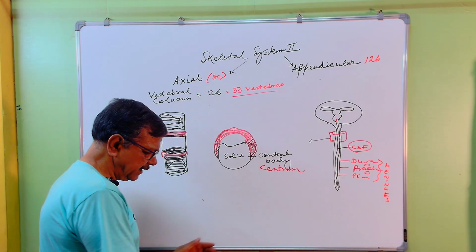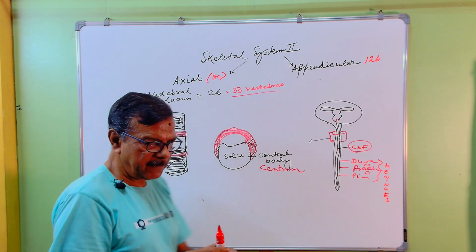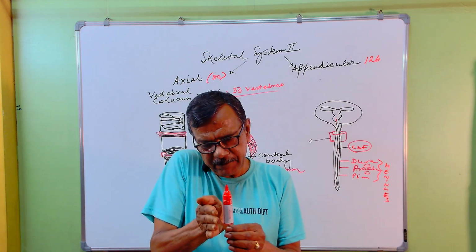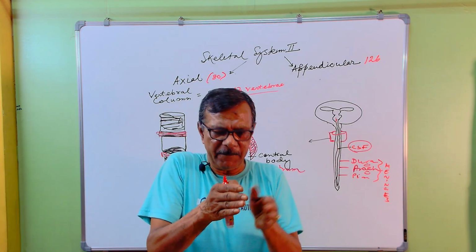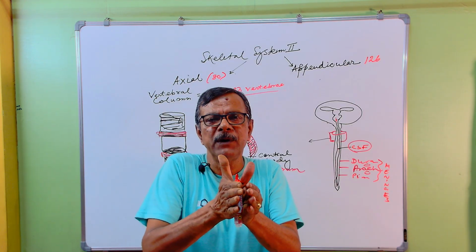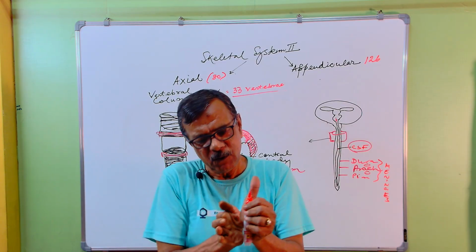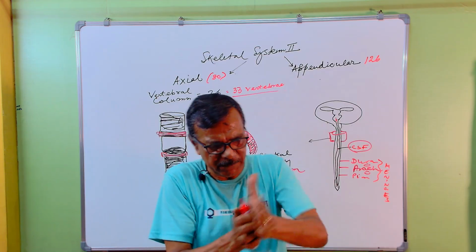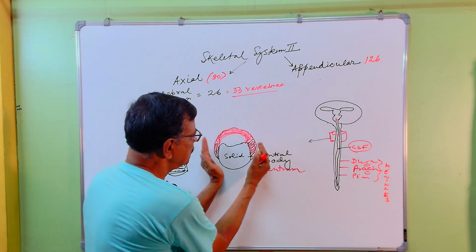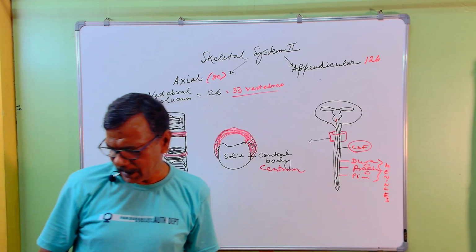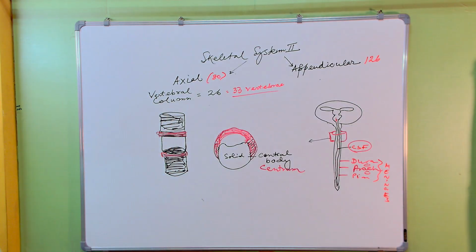That is like this. This is the solid part, and from this side one, and from this side two neural arch growths. Two neural arches, one from this side, one from that side. That is, from these two sides, two neural arches grow, enclosing the spinal cavity.